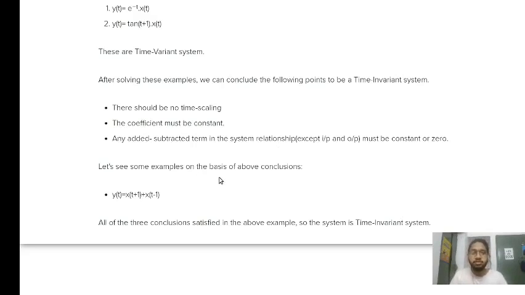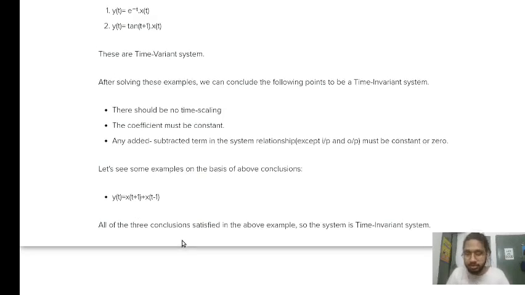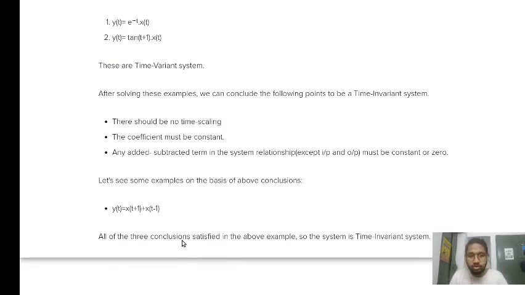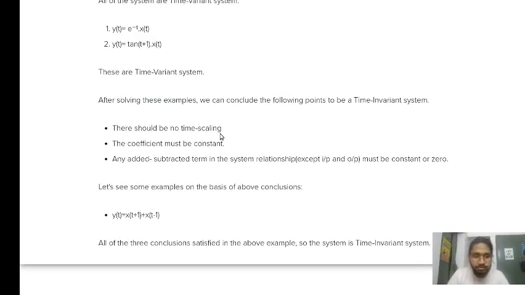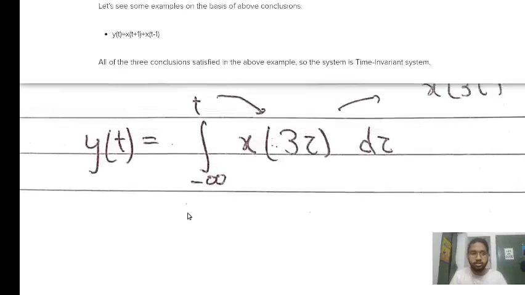Let's see some examples on the basis of our conclusions. The example is y of t equals x of t plus 1 plus x of t minus 1. All 3 conclusions are satisfied in this example, so the system is time invariant. How are these conclusions satisfied? There should be no time scaling; no time scaling is given here, as you can see. The coefficient must be constant: this is 1 into x of t plus 1 plus 1 into x of t minus 1, so the coefficient is constant. Any added or subtracted term in the system relationship must be constant or 0; there is no added or subtracted term. So these satisfy all the 3 conclusions, and it is a time invariant system.